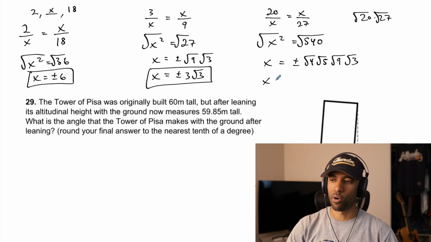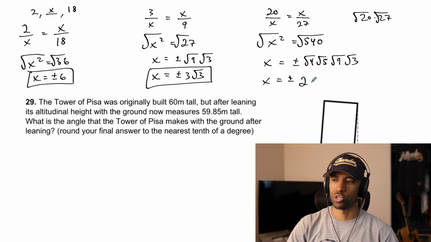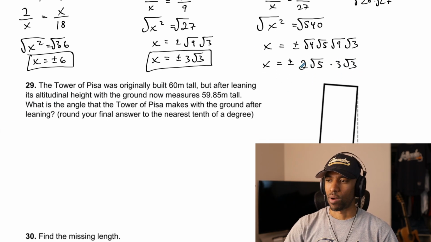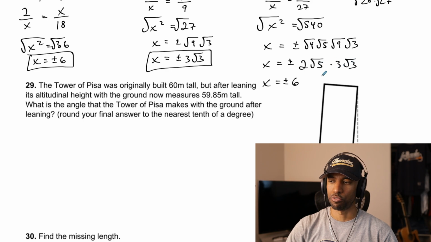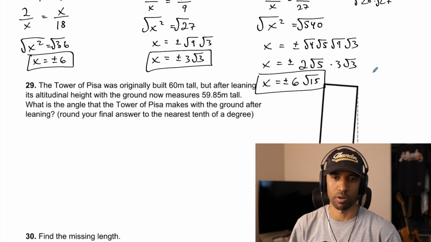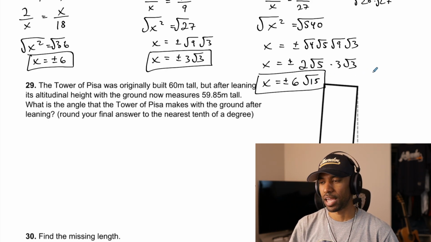So root 4 is 2. Root 9 is 3. And now we get to multiply rationals with rationals and irrationals with irrationals. We'll get x equals plus or minus 2 times 3 is 6, and root 5 times root 3 is root 15. Make sure the root 15 can't simplify any further. It cannot. There is no perfect square factor that exists inside there. And I'm good to go.